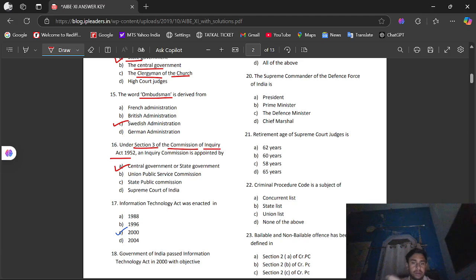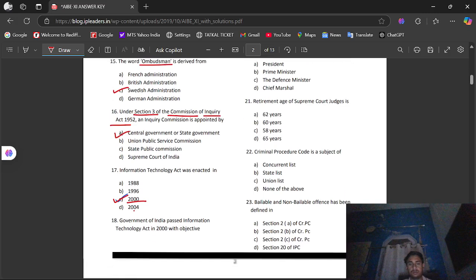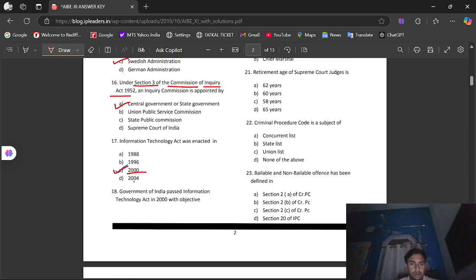Question number 17. Information Technology Act was enacted in option A 1988, option B 1996, option C 2000, option D 2004. And its right option is option C, which is already marked, which is year 2000. Okay, so Information Technology Act was enacted in 2000. Question number 18. Government of India passed Information Technology Act in 2000 with objective.